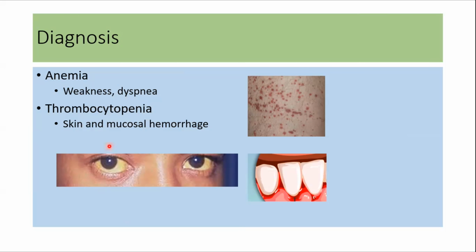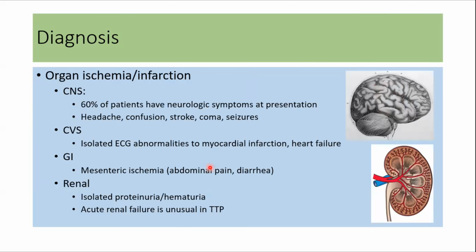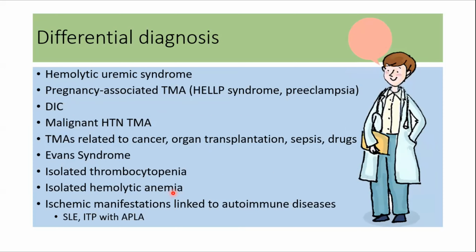Sometimes patients can present with features of jaundice, and with the features of organ ischemia or infarction, like headache, confusion, stroke, coma, or seizures. Patients can sometimes present with myocardial infarction and heart failure. Sometimes there can be abdominal pain and diarrhea due to mesenteric ischemia, and similarly there can be proteinuria and hematuria as well.